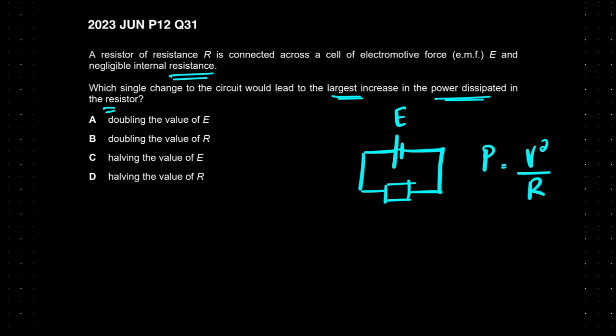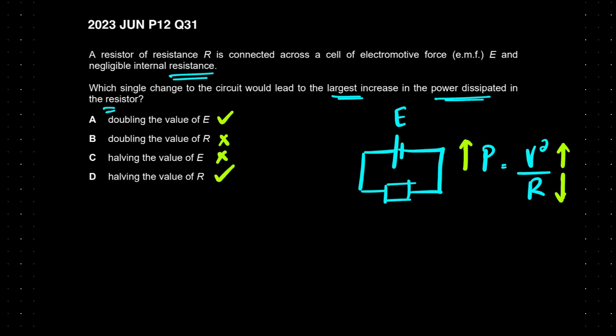So: doubling the value of E, doubling the value of R, halving the value of E, halving the value of R. If you look at this, you can probably see that to cause the power dissipated to go up, you should increase V or you should reduce R, right? So increase V or reduce R. But which out of these two?